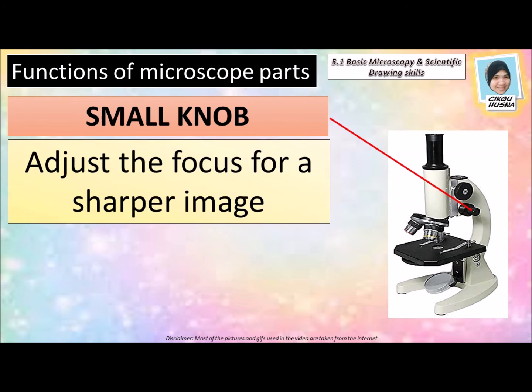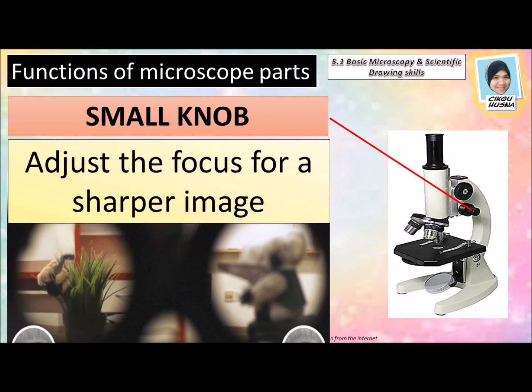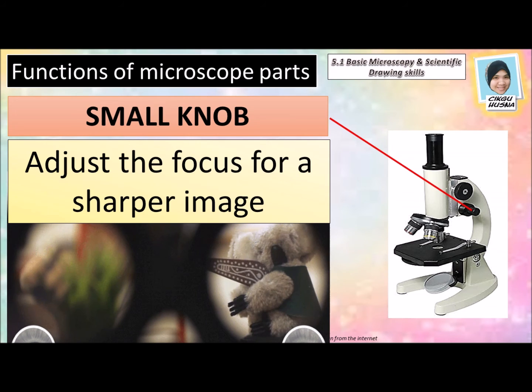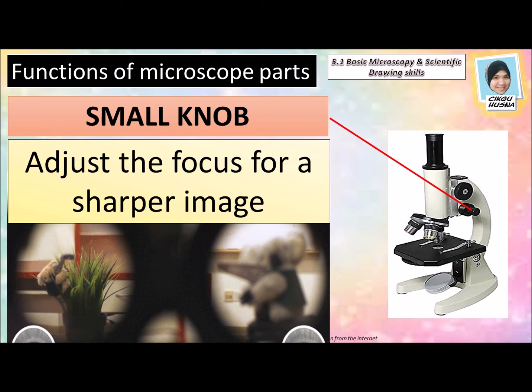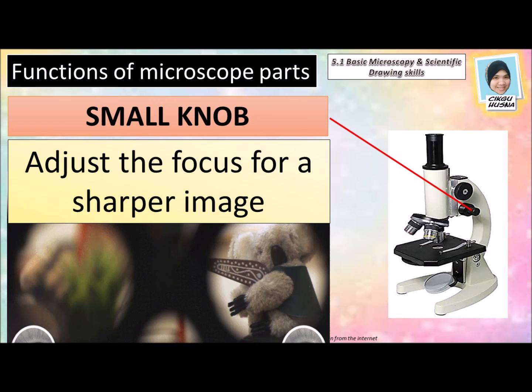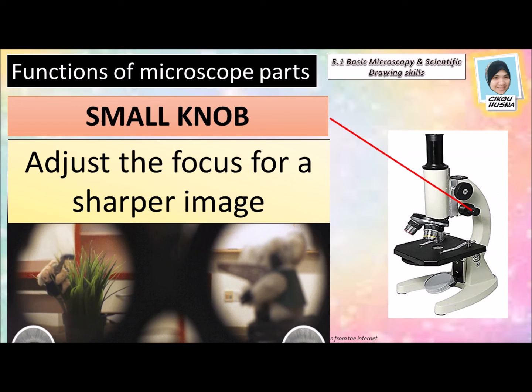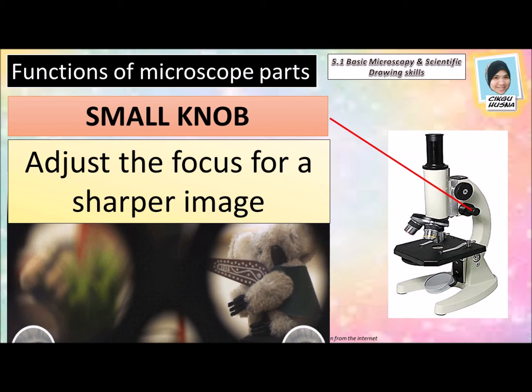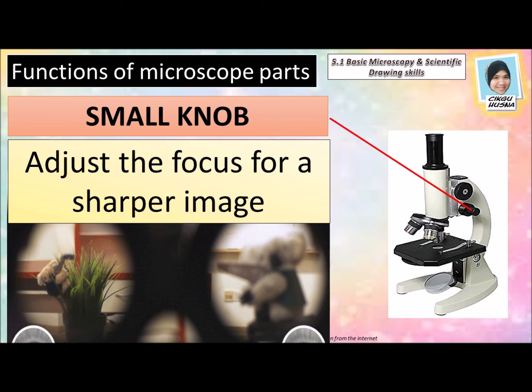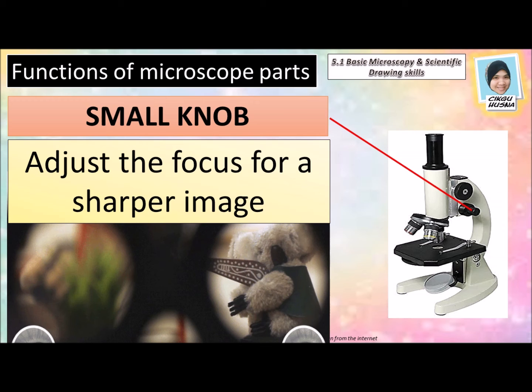Small knob. Small knob is used to adjust the focus for a sharper image. Kadang-kadang, image yang kamu lihat itu kabur ataupun yang kita panggil blur. So, kalau dipusing the small knob, kamu boleh membuatkan image itu nampak lagi jelas. In English, sharper image.